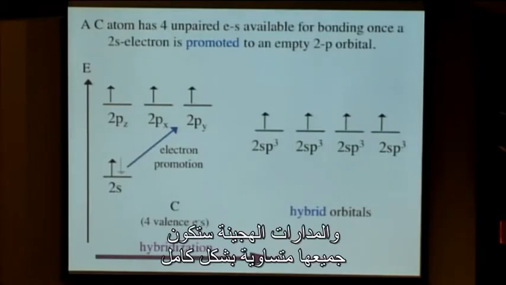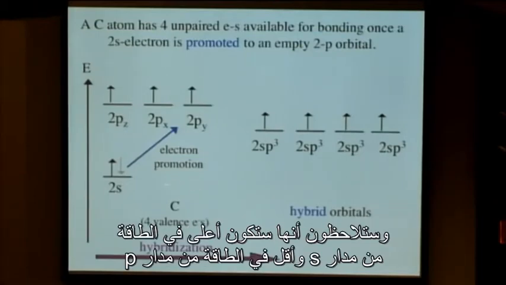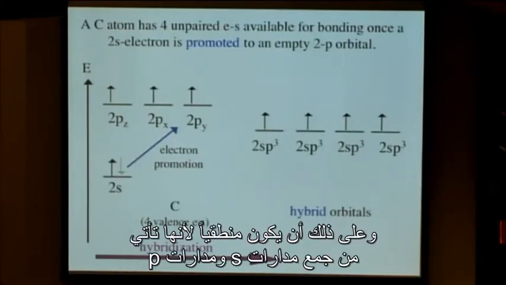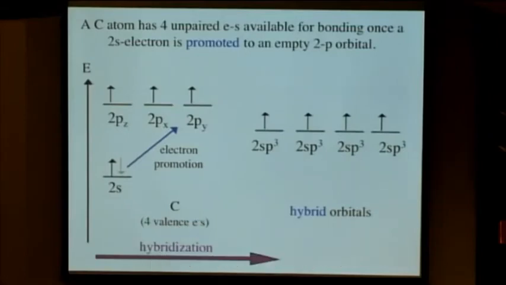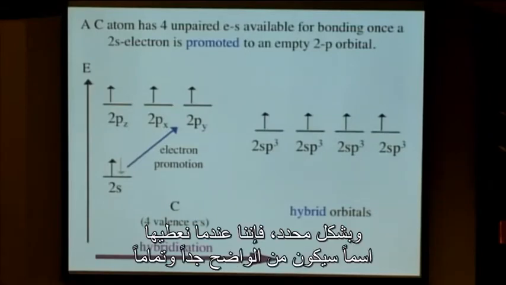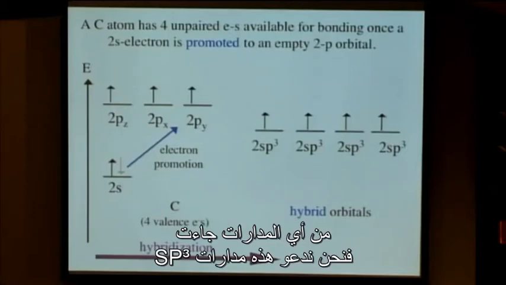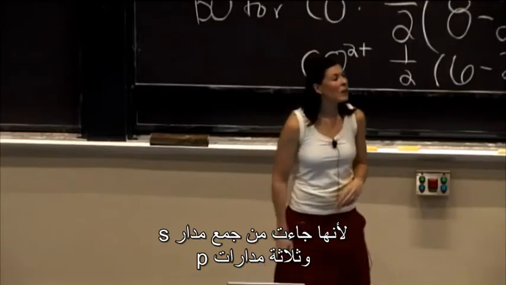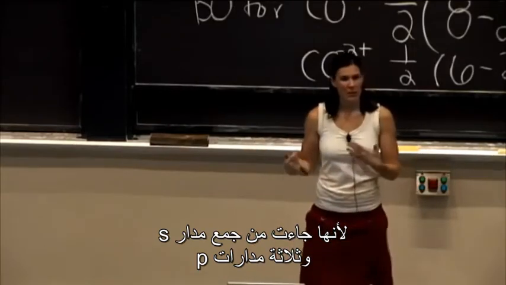And hybrid orbitals are all going to be completely equal, and you'll notice that they're higher in energy than the s orbital and lower in energy than the p orbital. That should make sense because they come from combining s orbitals and p orbitals. And specifically, when we give them a name, it's very clear exactly which orbitals they come from combining. We're calling these sp3 orbitals. That's because they come from combining 1 s orbital and 3 p orbitals.